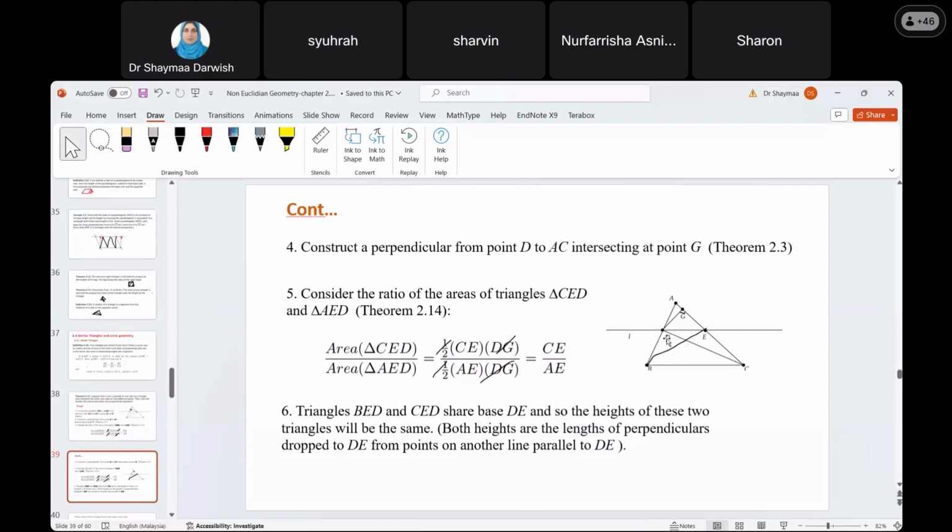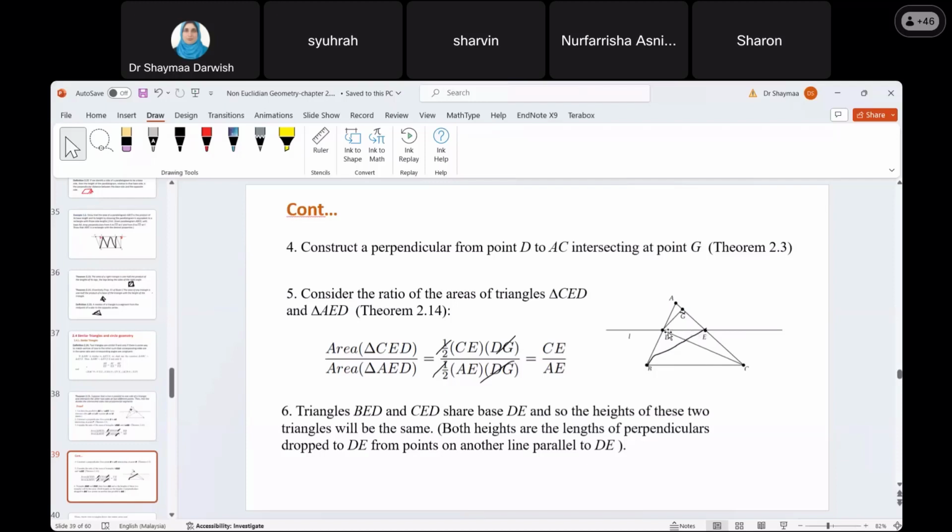BED, CDE, these two triangles. For these two triangles, they share the base DE, right? Since they share the base, the height will be the same.